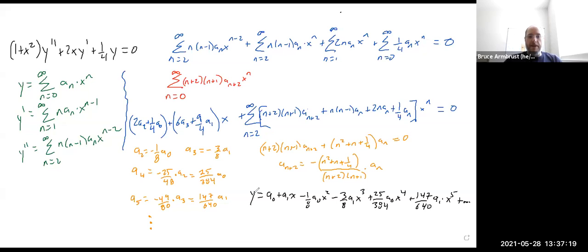And we can actually separate this if we want into the 2 different pieces. A0 is going to be times 1 minus 1/8 X squared plus 25/384 X to the 4th plus dot dot dot. And then the A1 is going to be times X minus 3/8 X cubed plus 147/640 X to the 5th plus dot dot dot.